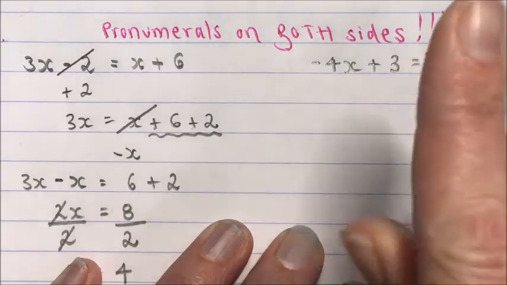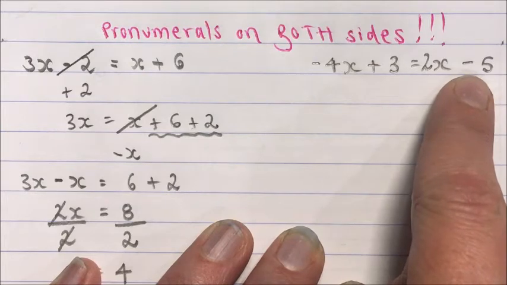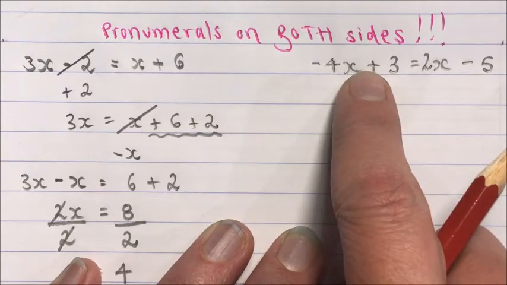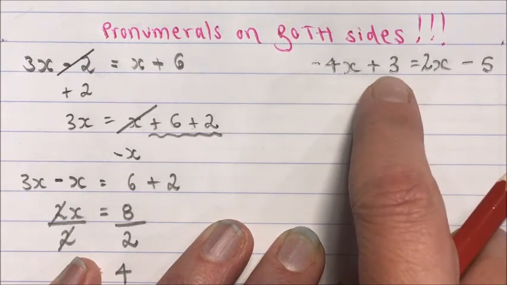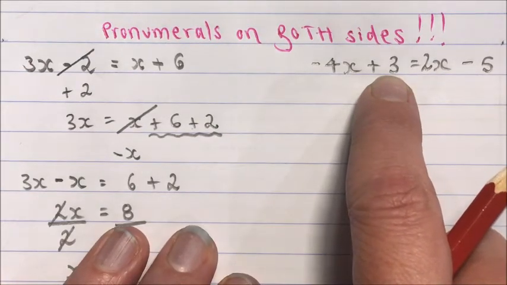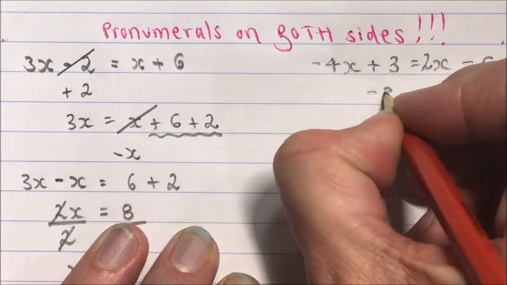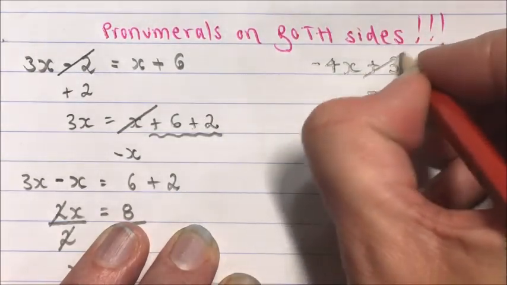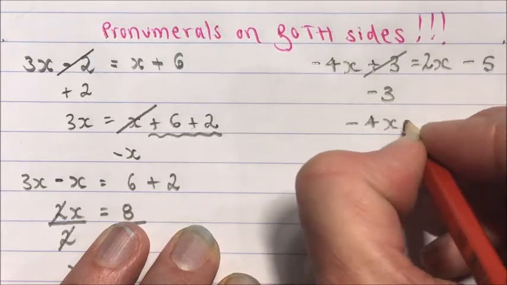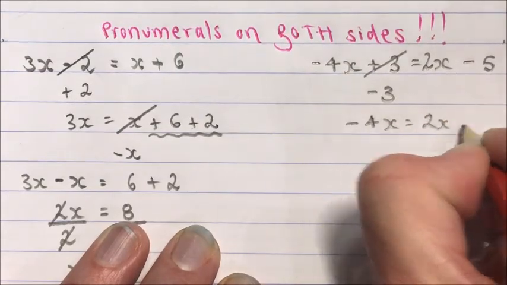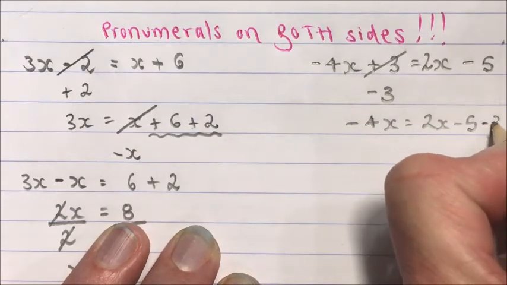Okay, I need to make sure that the left-hand side stays equivalent to the right-hand side. The aim being that all my letters come to the left and my numbers go to the right. Let's not be in a rush. Let's start by getting rid of this positive 3 first. To get rid of positive 3, I have to take 3 away. So that's gone. And on this side, I end up with negative 4x equals 2x minus 5. I took 3 away from there.